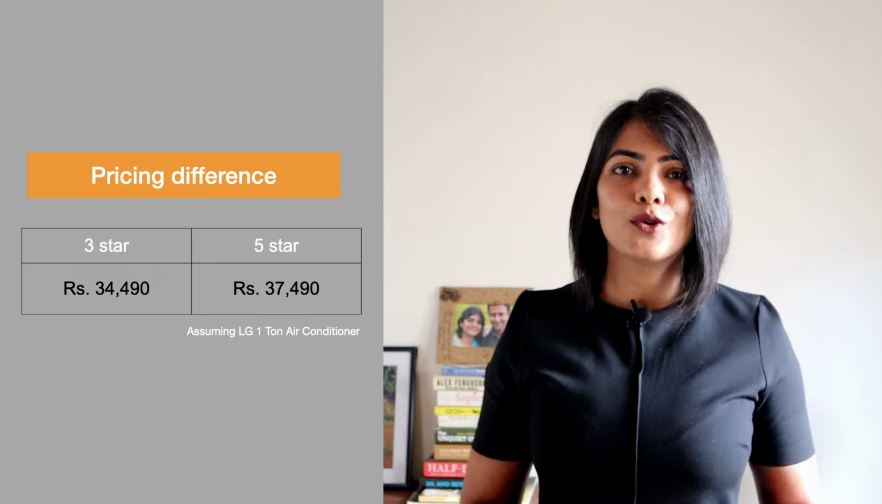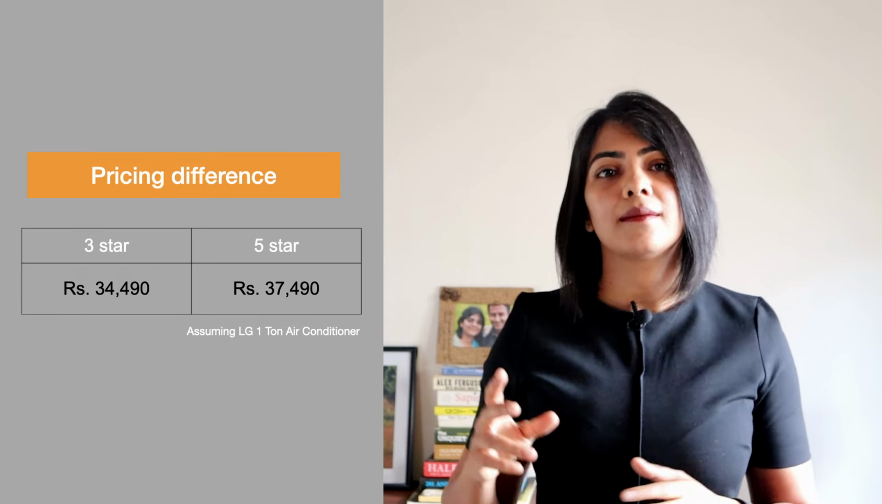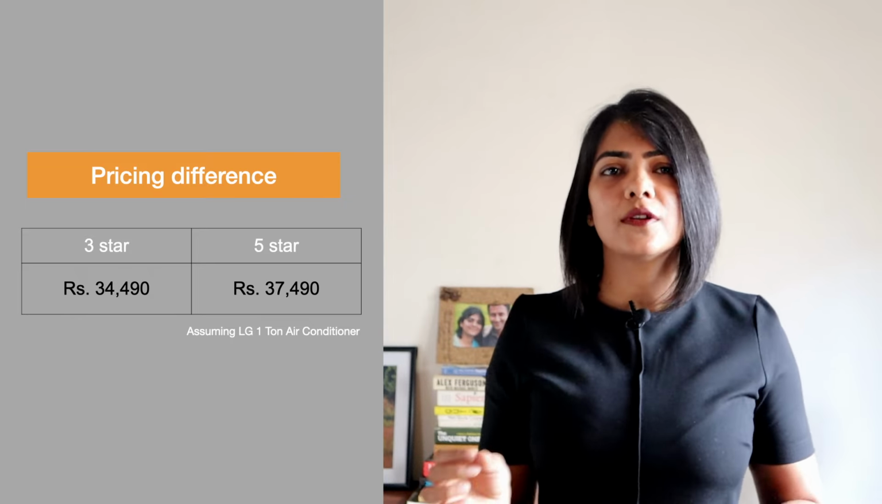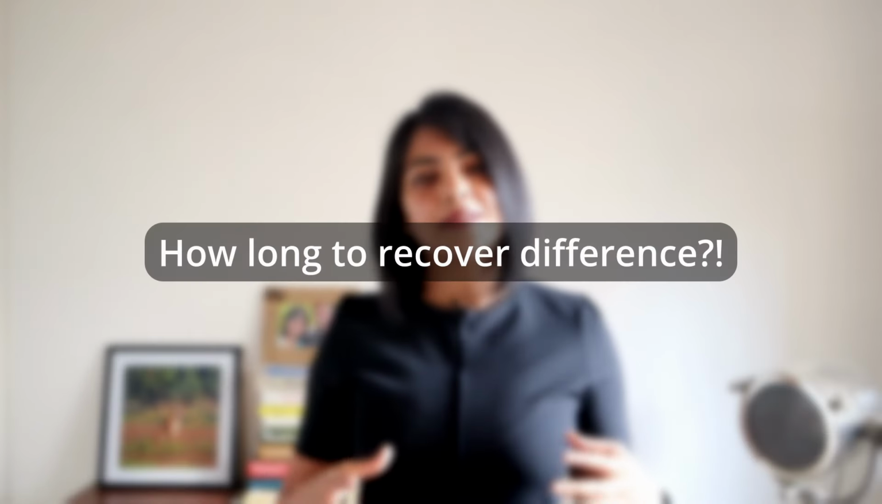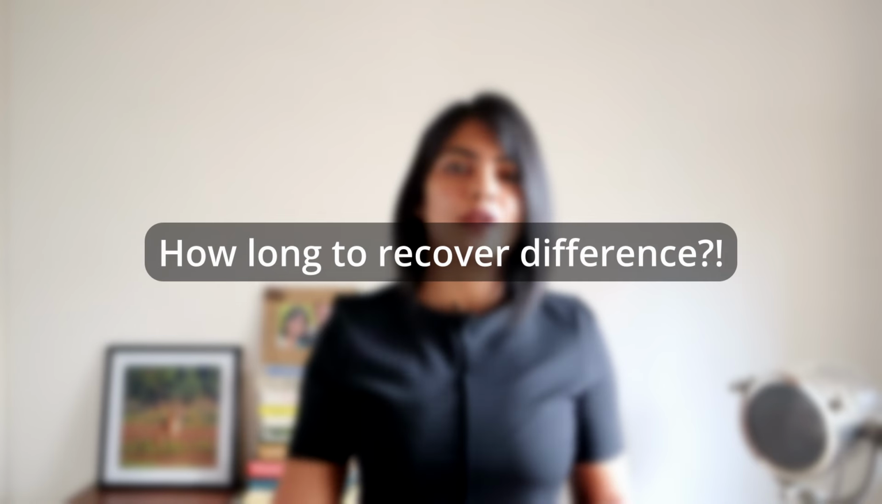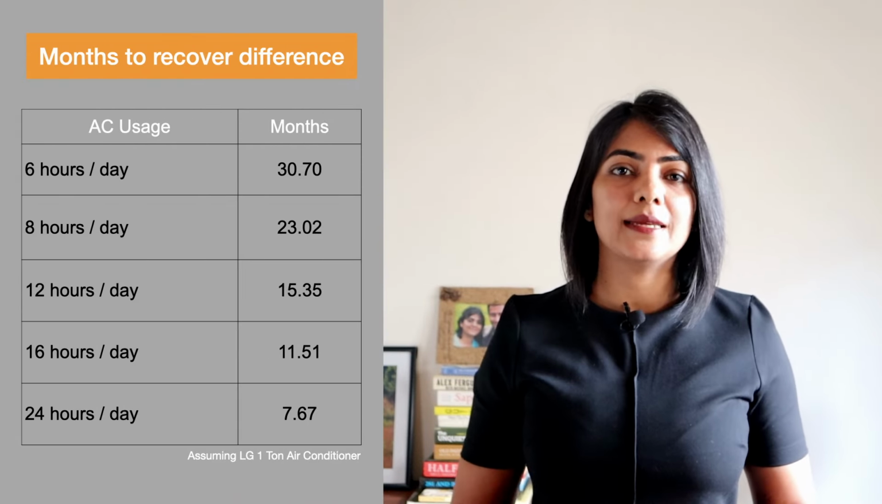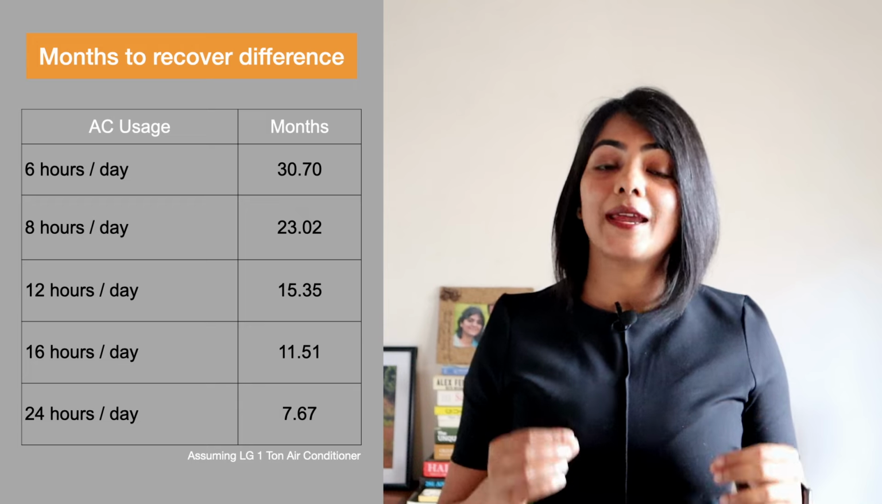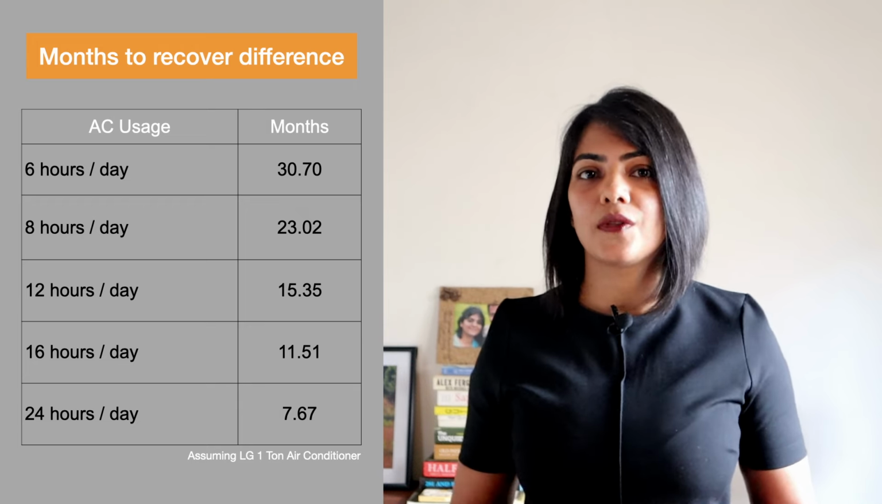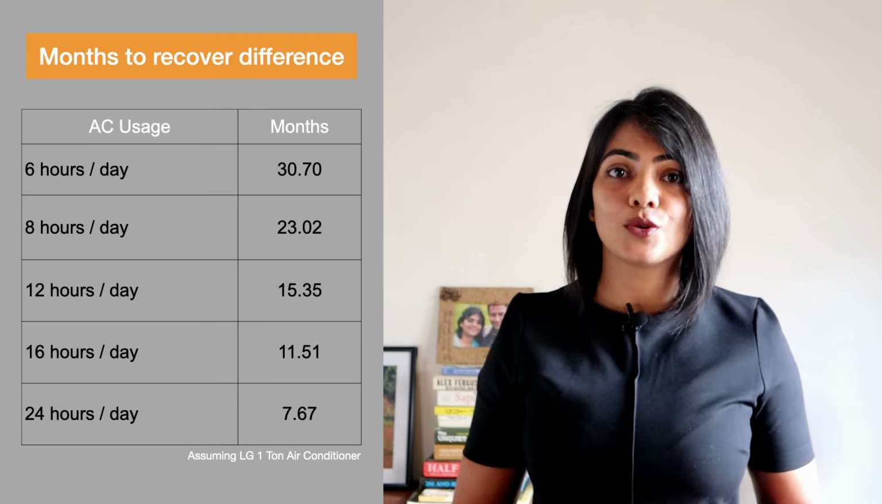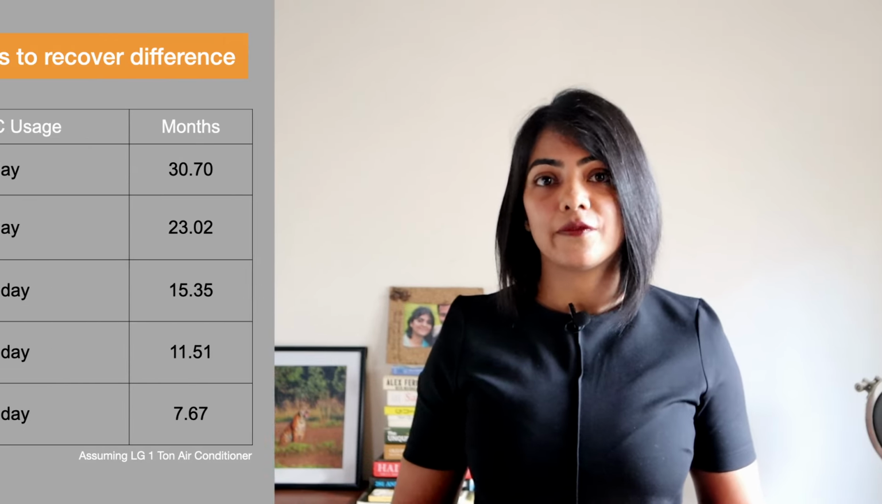So in the example we took, the two LG ACs of 1 ton, 3-star and 5-star, there is a difference of about 3000 rupees. So for this 3000 rupees, considering that there is a 16% saving in electricity per month, let us see how many months it is going to take for us to recover that 3000 rupees difference in upfront cost. So if you go for a 5-star instead of a 3-star, if you run your AC for 8 hours a night every single day of the year, it will take you 23 months, or close to 2 years, to recover the upfront cost.